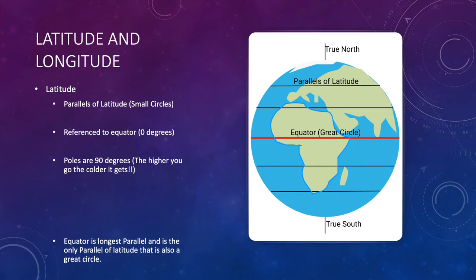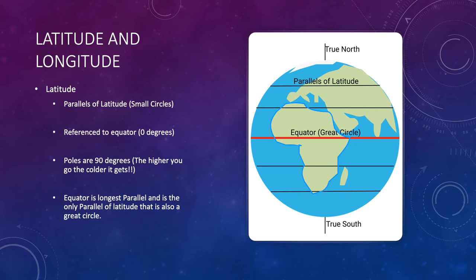So now we're going to look at latitude and longitude. Now it's important to understand the difference between the two, as this will become very important later on within general navigation. So first we're going to look at latitude. So first we get parallels of latitude, which are those horizontal lines that run across the globe effectively. So if we get a parallel of latitude, they're considered small circles, and they are referenced to the equator. And as we can see, the equator is a great circle.